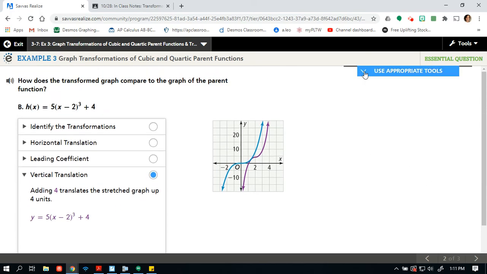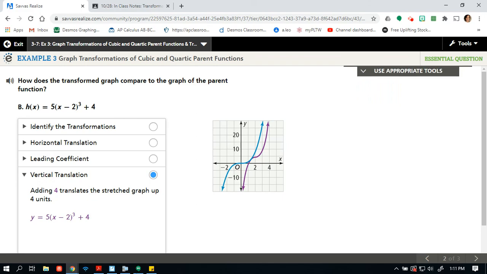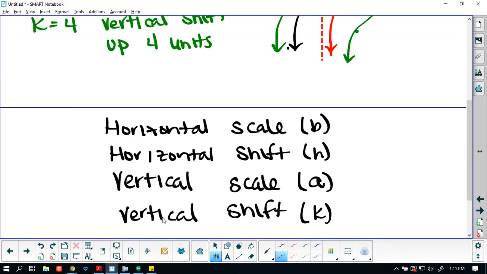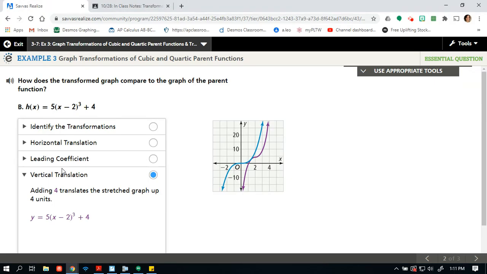And that is it. So the graph of the parent function is a valuable tool because it provides a foundation for sketching the graph and related function in the transformation. See, this is why I like class, because you guys would have said, Miss Abney, why are you going down? You should go up, because this is a positive 4. And that's because Miss Abney was not paying attention to her own work. So make sure that you double check these and that you make sure you're going in the right direction.